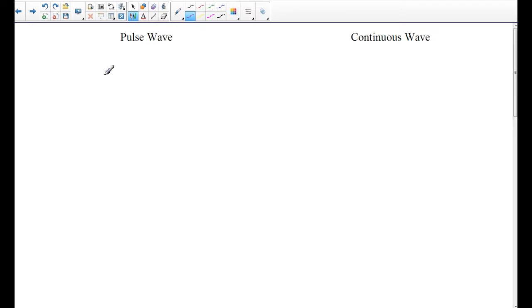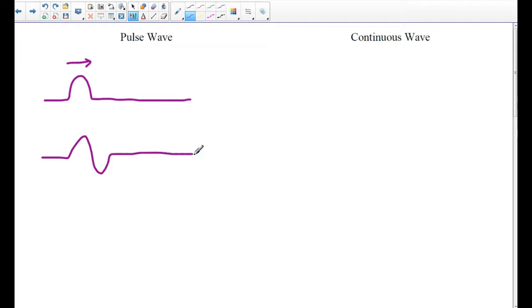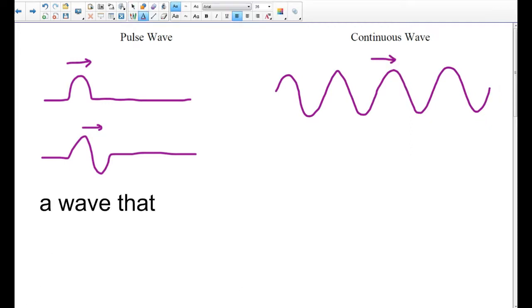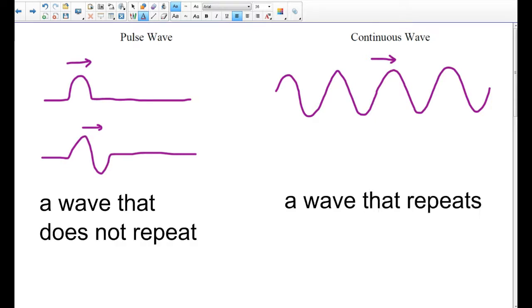We can distinguish these by drawing just a single pulse like so, traveling along the string, or if we want, we could draw a second type of pulse wave like this. By contrast, a continuous wave is one that just keeps going like this, and it keeps on traveling to the right. A pulse wave is a wave that does not repeat. A continuous wave is a wave that repeats. And we also sometimes call these periodic waves.